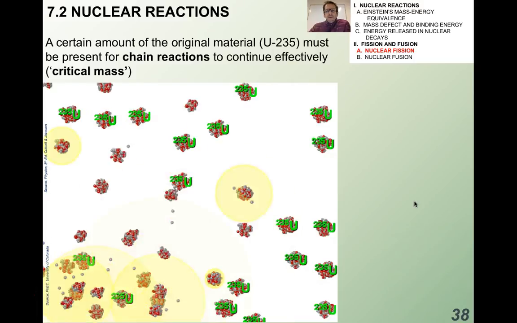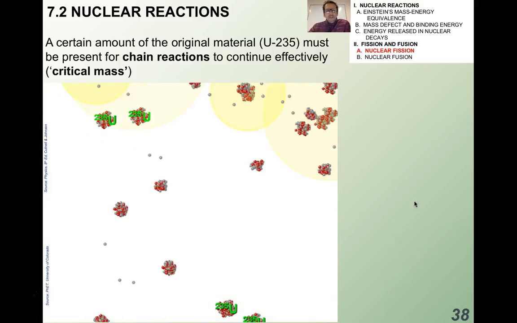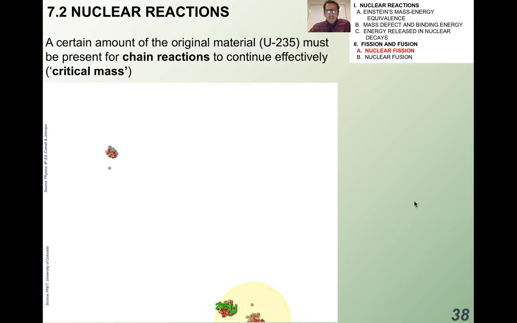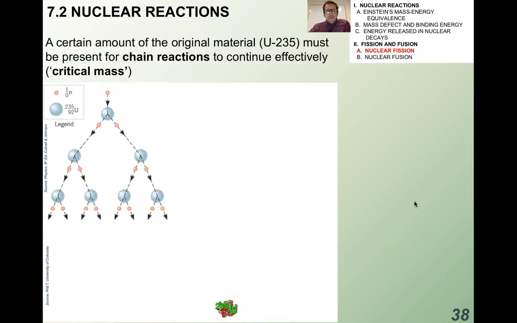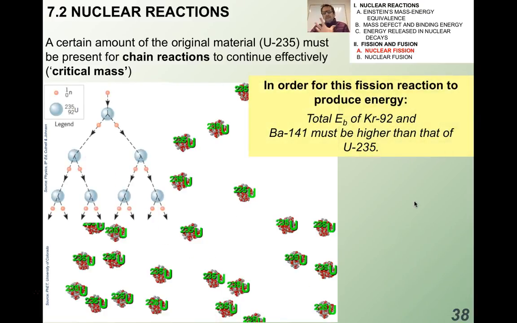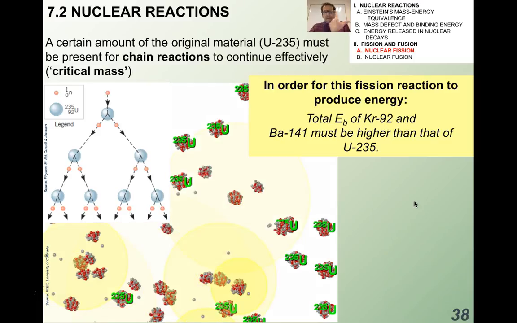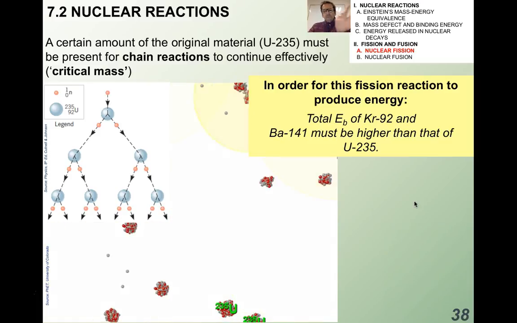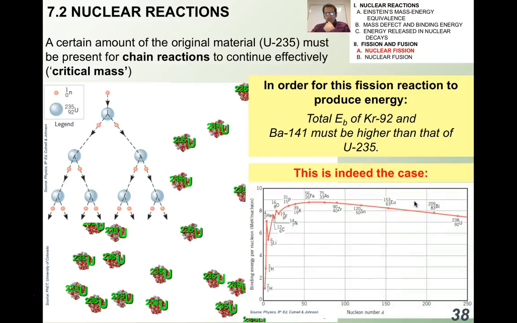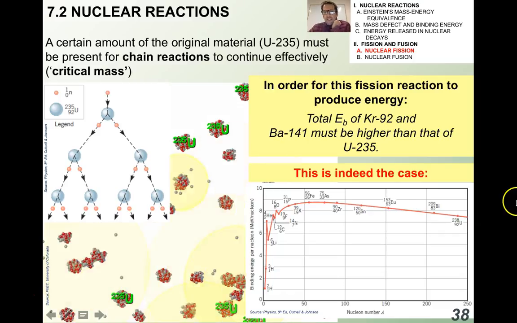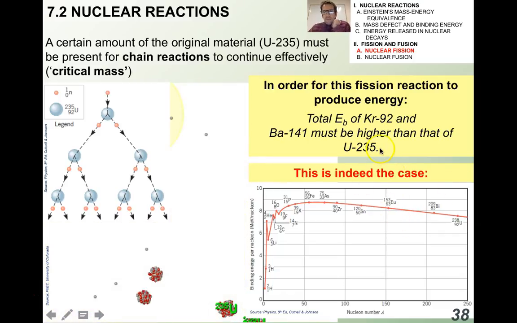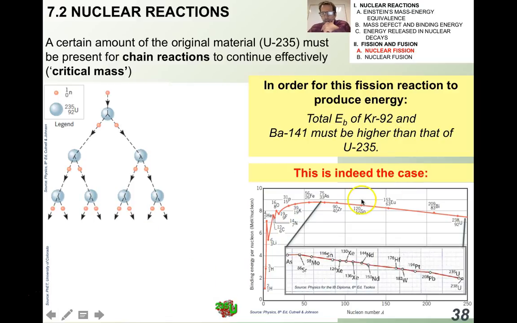Now, a certain amount of the original 235 must be present for chain reactions to continue effectively. This is called the critical mass, okay? So in order for fission to produce energy, the total binding energy of Kr-92 and Ba-141, of course, must be higher than that of uranium-235, as we discussed in the previous video, okay? And this is indeed the case, all right? If you look at the binding energy curve, you see that indeed this is the case, all right?